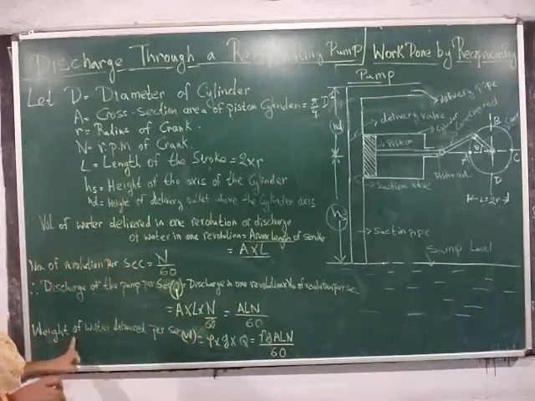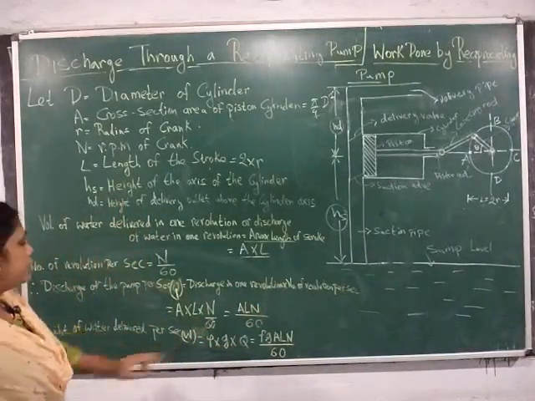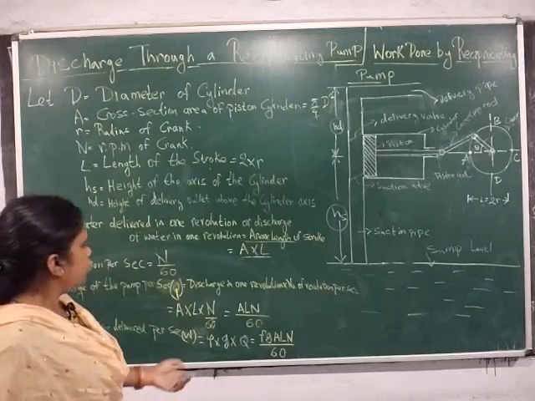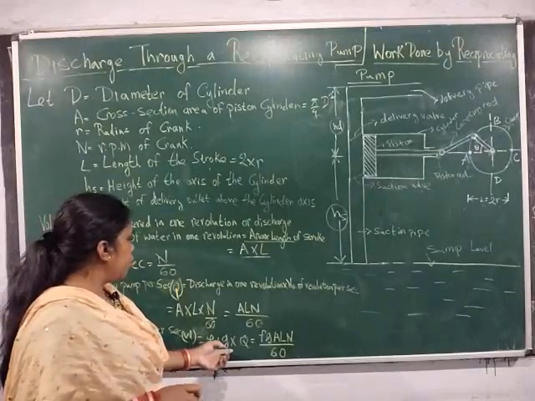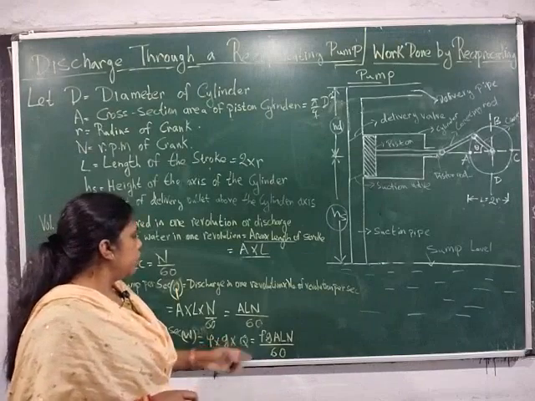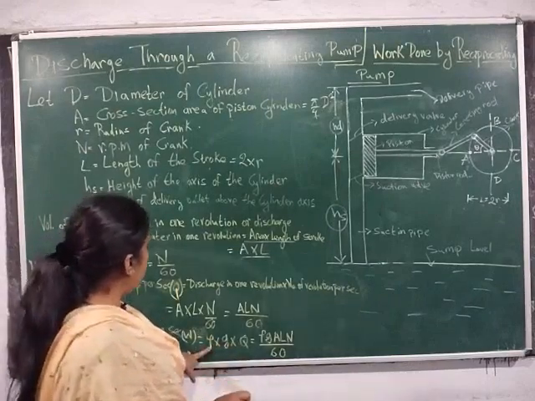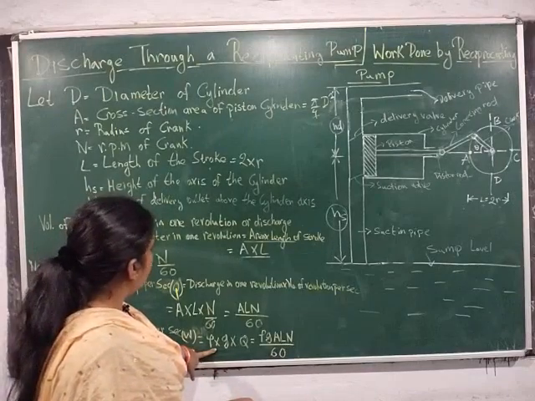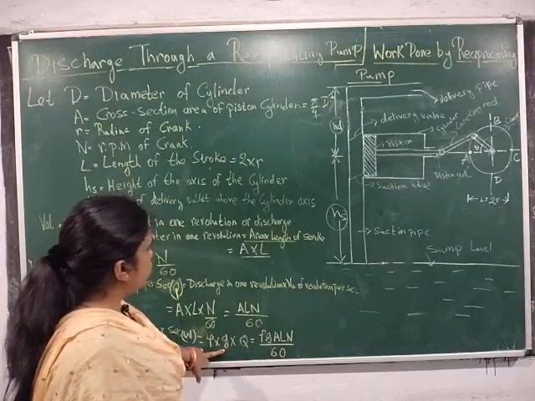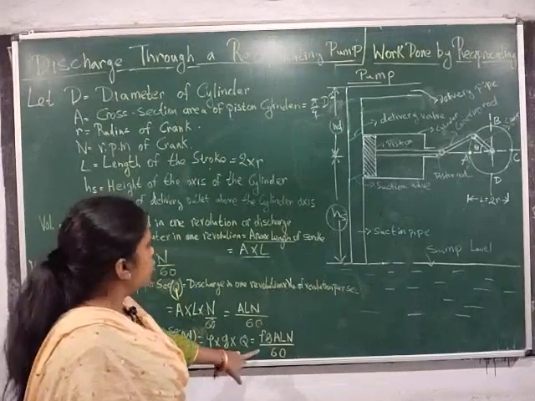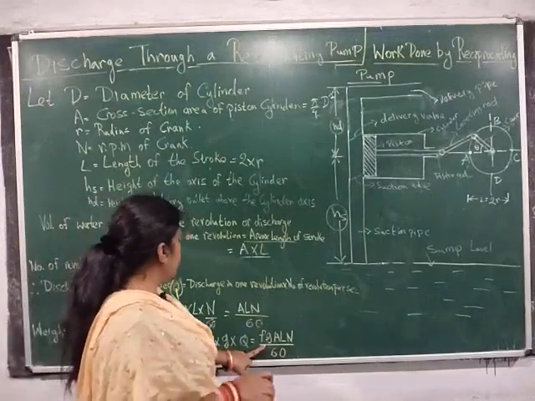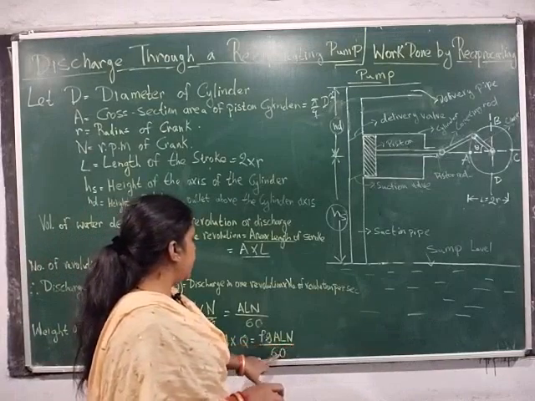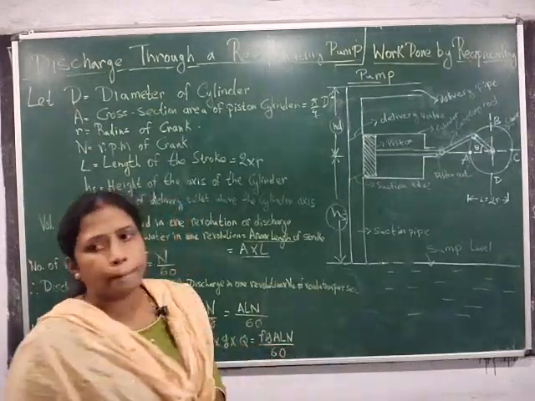Next is the weight of water delivered per second. The weight of water delivered per second is equal to rho into G into Q, as we have seen this expression earlier. Putting the value of Q, we get rho into G into A L N divided by 60.